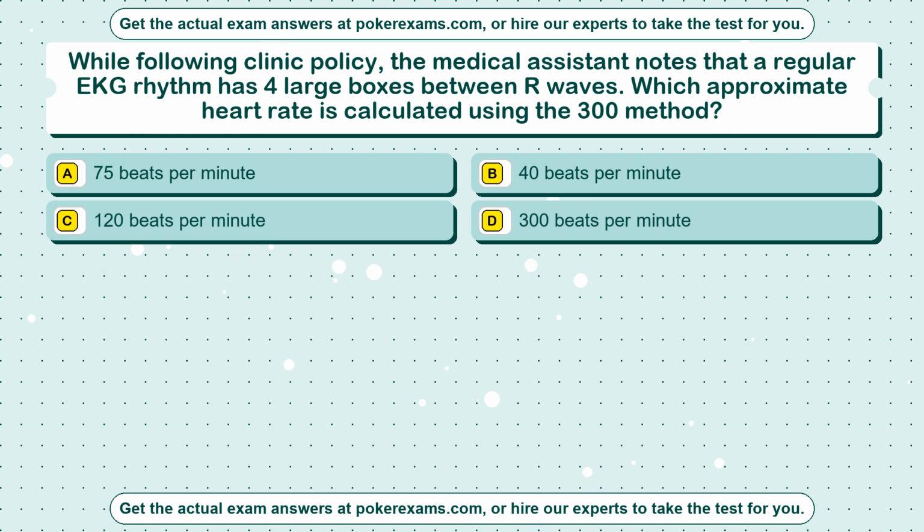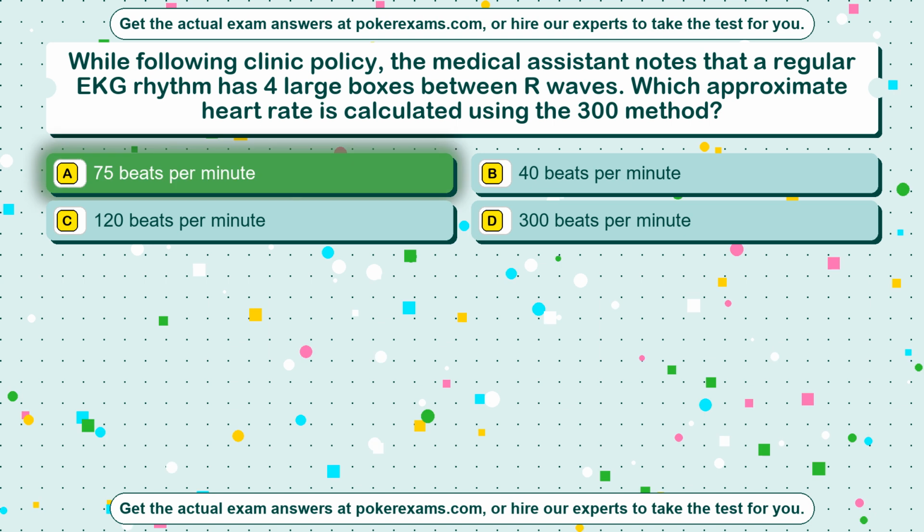Question 37. While following clinic policy, the medical assistant notes that a regular EKG rhythm has 4 large boxes between our waves. Which approximate heart rate is calculated using the 300 method? Option A, 75 beats per minute. Option B, 40 beats per minute. Option C, 120 beats per minute. Option D, 300 beats per minute. The correct answer is option A, 75 beats per minute.